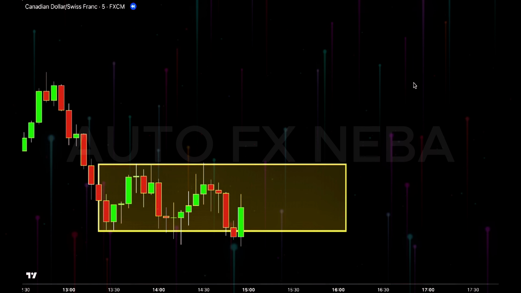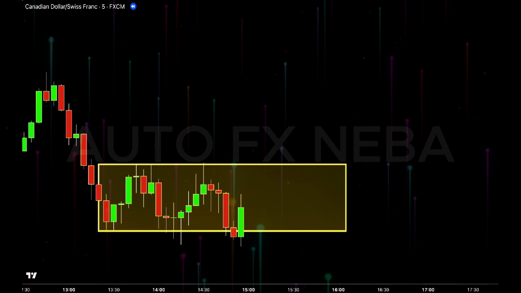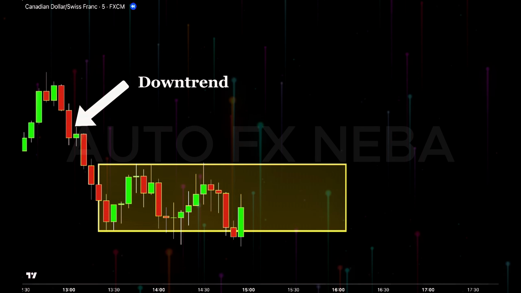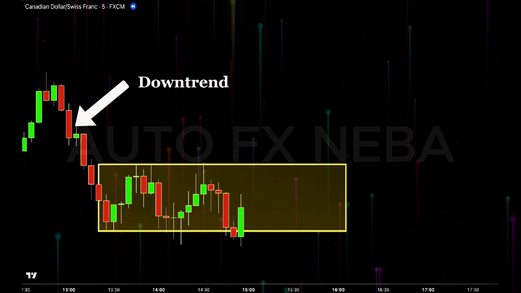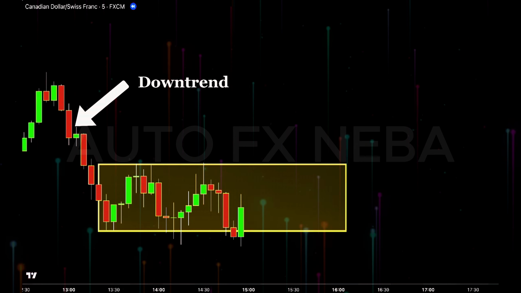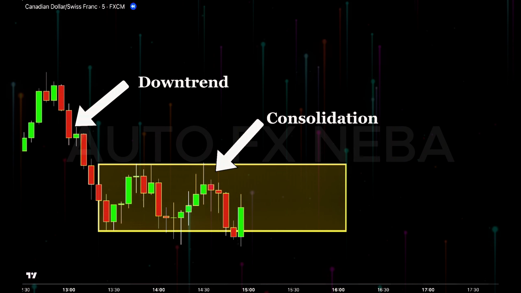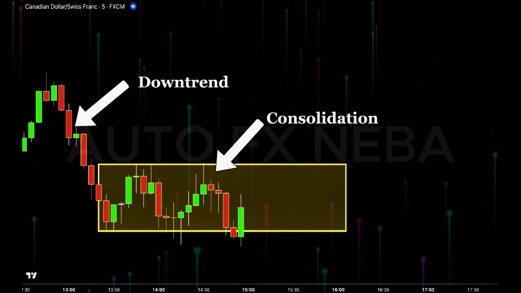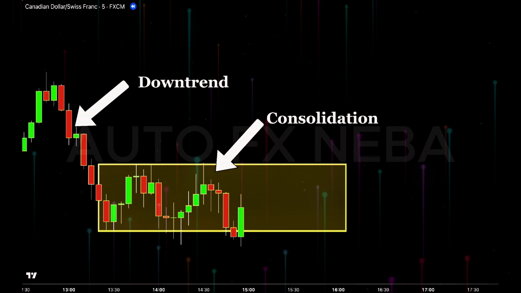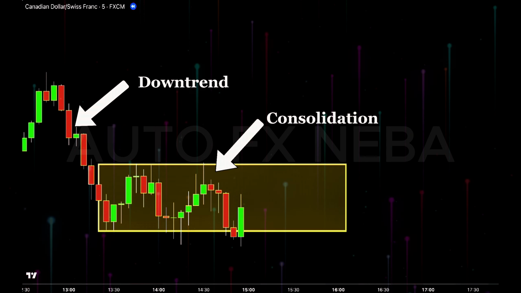Now let's look at another real chart. This time, we're dealing with a downtrend. Sellers have been in control and price has been making lower lows. But suddenly, things change. The market starts to consolidate, forming a sideways range. For smart money traders, this is a key signal. It shows that sellers may be losing strength and smart money could be preparing to buy.